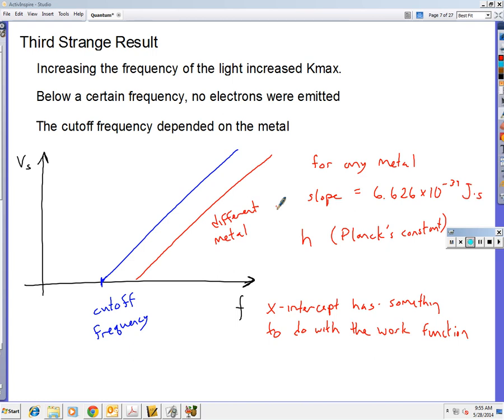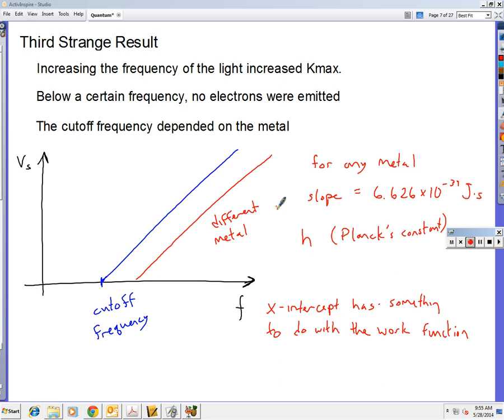Okay, this is the second video for IB Quantum Mechanics. In our first video we explained the photoelectric effect. You shine light on a metal, it ejects electrons. And one of the very strange things that happened was that at a certain stopping potential, no current flowed, which told us that there was a certain maximum energy that any electron could have.